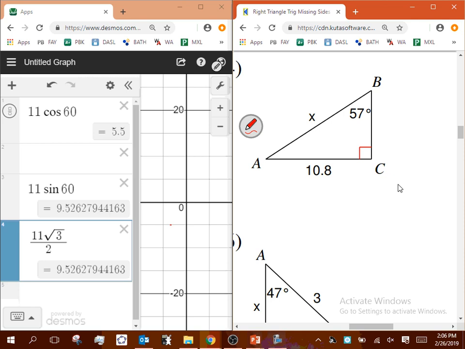Okay, so let's do this one. I want you to solve for x. Go ahead and do that one, since Trey already started.